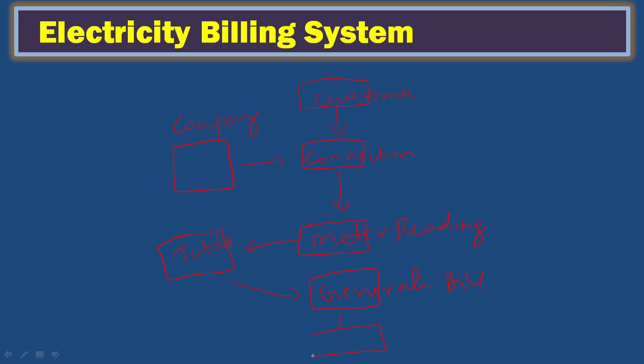Now the customer has to make the payment for the corresponding bill, so we can receive the payment. That means the process of that particular month will complete. Again, this will continue for the next month: meter reading, generate bill, payment, continuously. This is the main concept of the project.